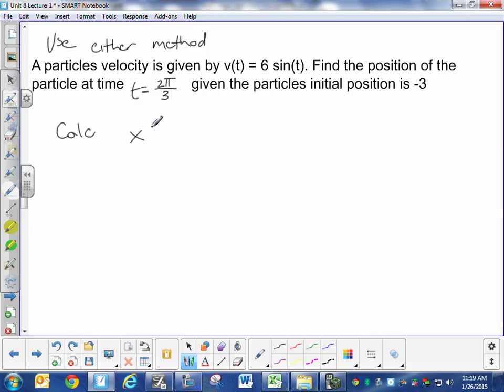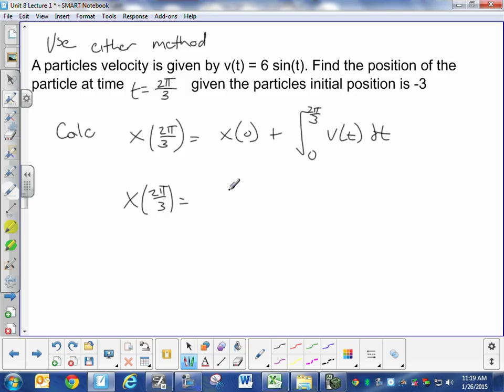The situation, I'd say my position at 2 pi over 3 was equal to my position at time 0 plus the change in my position, which would be the area under my velocity curve. You can use the fundamental theorem of calculus here to find this. The antiderivative of 6 sine t is negative 6 cos t. You'd find the change between 0 and 2 pi over 3. That can be done.